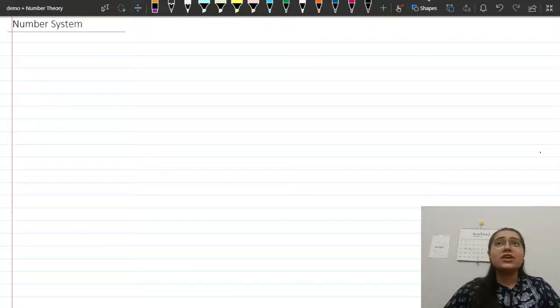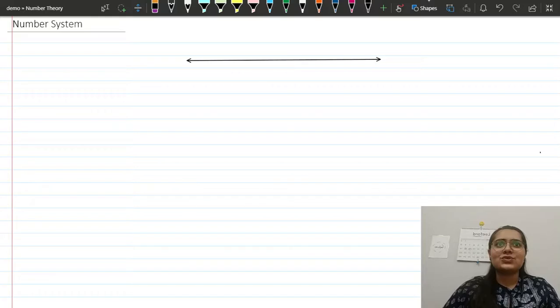Everyone. Today we are going to study about number system. Now number system contains various types of numbers. So first of all, let us understand through this number line. You must have drawn this number line in your lower classes. Okay, so let's learn what we can see from this number line.